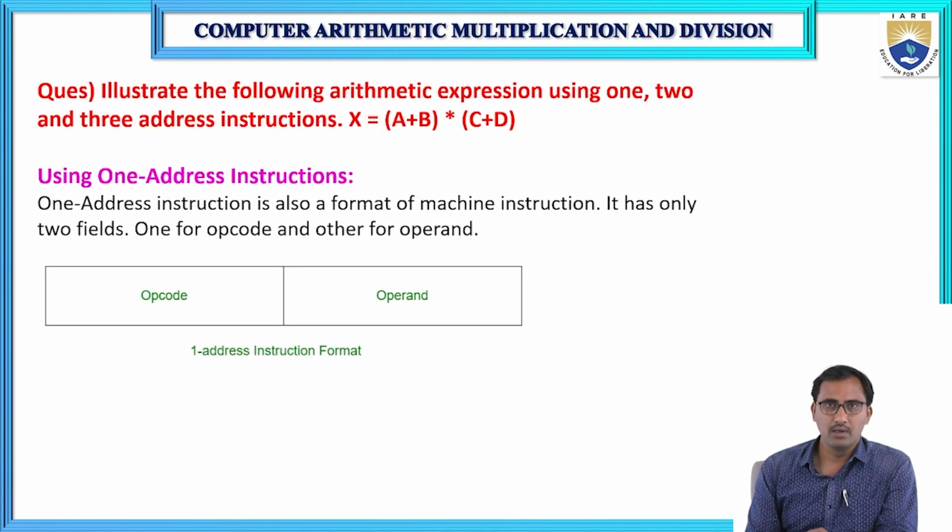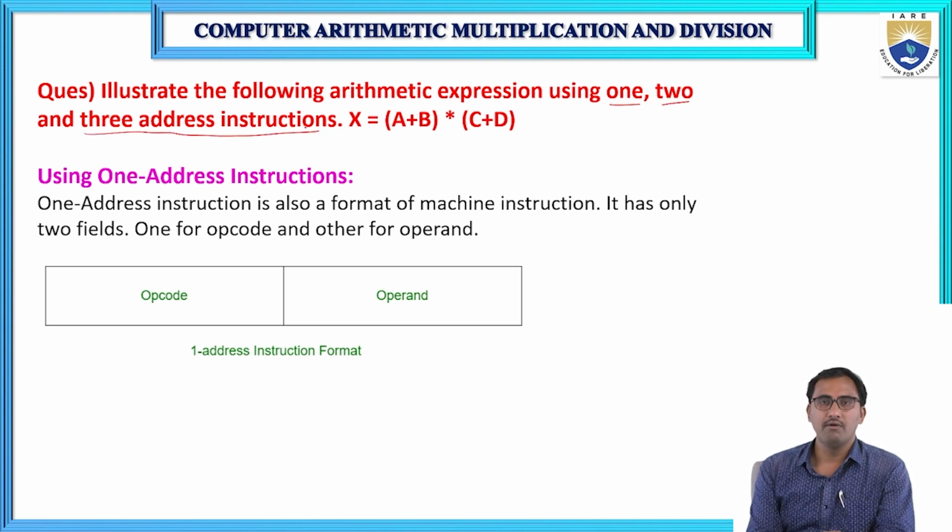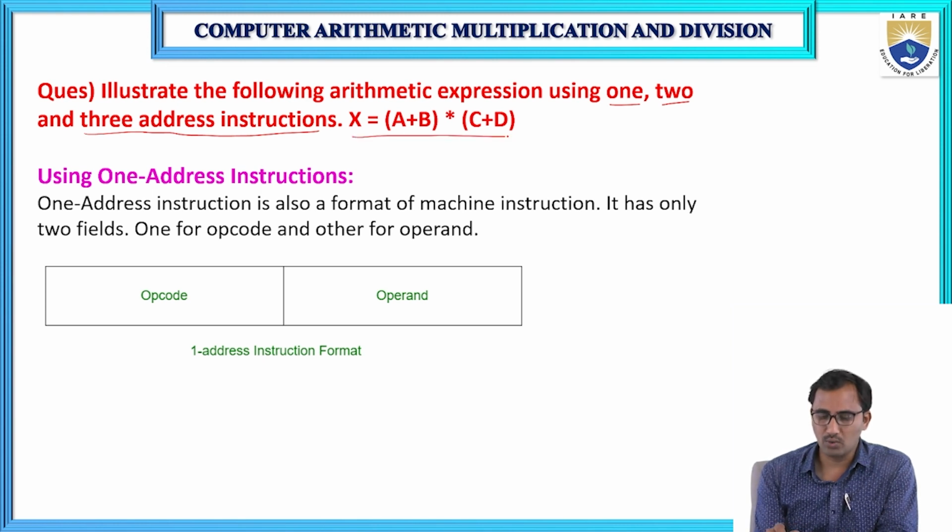And coming to the problem, illustrate the following arithmetic expression using 1, 2, and 3 address instructions. That means we need to implement the arithmetic expression X is equal to A plus B into C plus D using 1 address instruction, 2 address instruction, and 3 address instruction. So let's see using 1 address instruction.